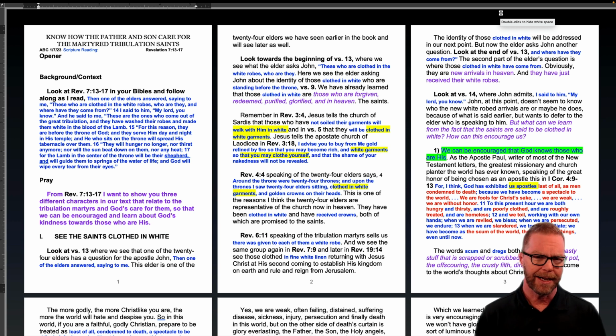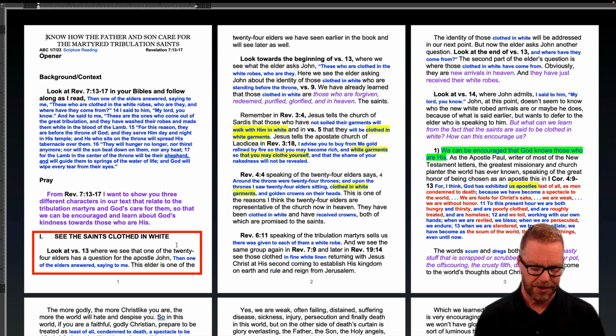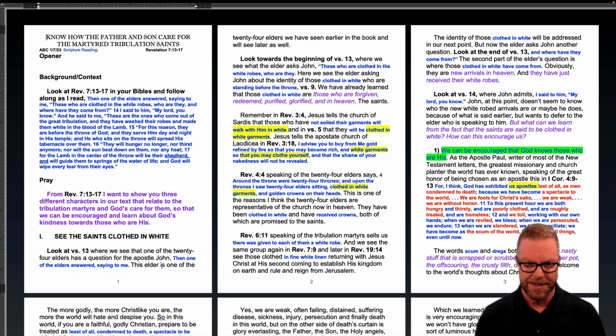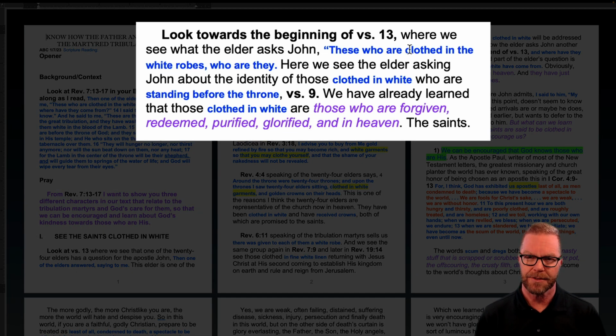Down here, you see the saints clothed in white. And before we wrote this little introduction, then one of the elders said to me. The elder is one of the 24 elders we have seen earlier in the book, and we will see later as well. Look towards the beginning of verse 13, where we see what the elder asked John. These who are clothed in white robes, who are they?